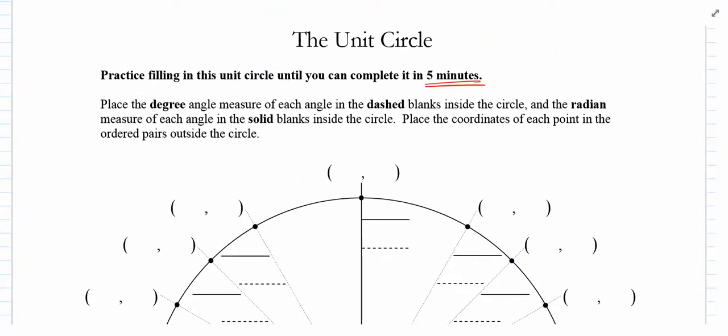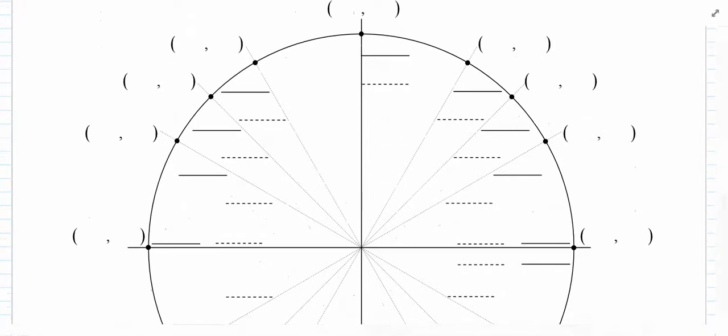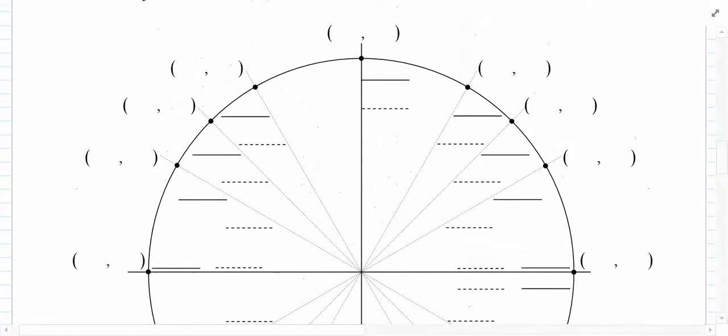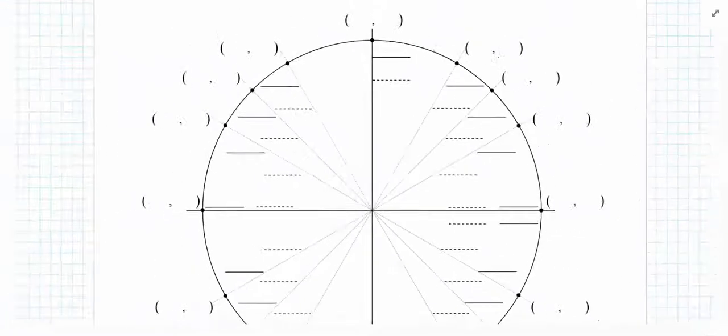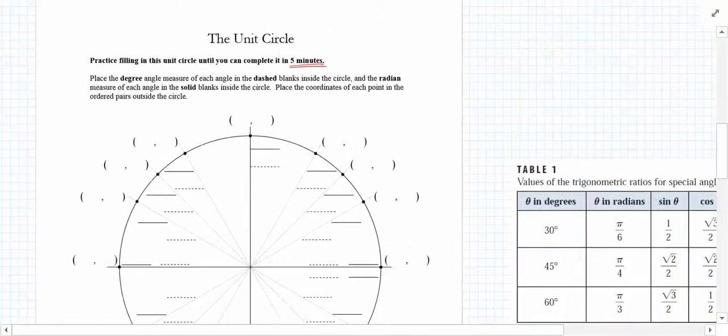Ideally, I want you to be comfortable enough with this worksheet that if I were to hand you a blank copy of this, you should be able to fill it in under 5 minutes. That's how familiar you need to be with this data on this unit circle. So let me just zoom out for a second here so that you can see what we're talking about.